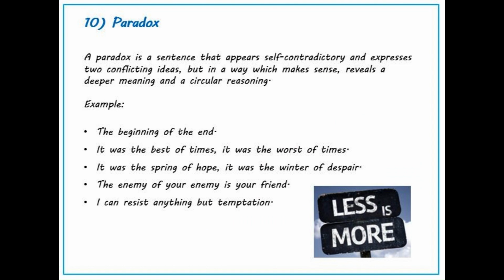The next figure of speech is a paradox. A paradox is a sentence that appears self contradictory and expresses two conflicting ideas, but in a way which makes sense, reveals a deeper meaning, and a circular reasoning. For example, the beginning of the end. It was the best of times, it was the worst of times. It was the spring of hope, it was the winter of despair. The enemy of your enemy is your friend. I can resist anything but temptation.